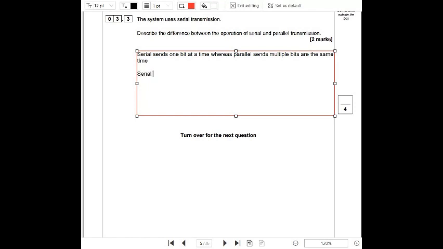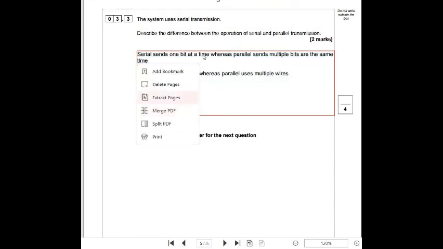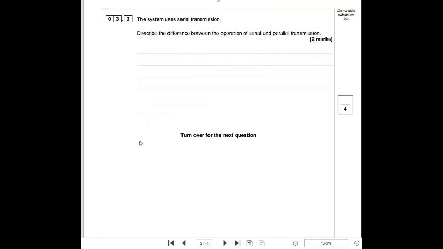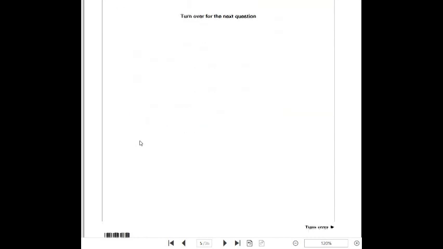You could also have serial uses a single wire, whereas parallel uses multiple wires. One of those points, if you just say this or this, 2 marks. 2 marks, bosh. Right, let's go to the next one.